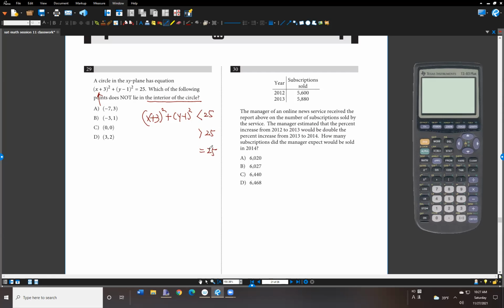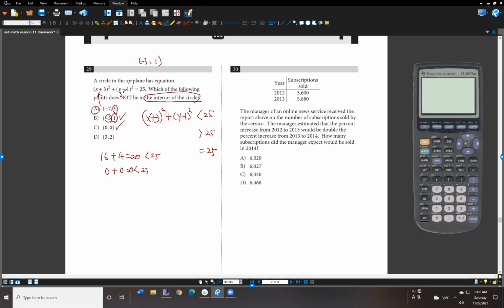Check it out, number 29. Quickly, this is the interior. x is -7, so -7 plus 3 is -4, squared is 16. Plus y is 3, 3 minus 1 is 2, squared is 4. That is 20. Interior, right? 20 is less than 25, so interior. This one, x is 0, and y is 0, that is less than 25. 0, 0 is definitely inside, because the center is -3 and 1.